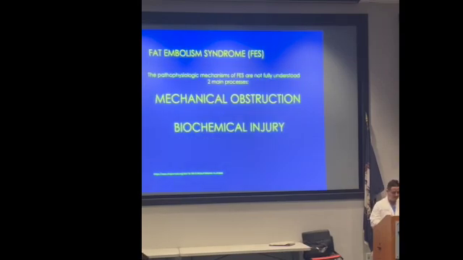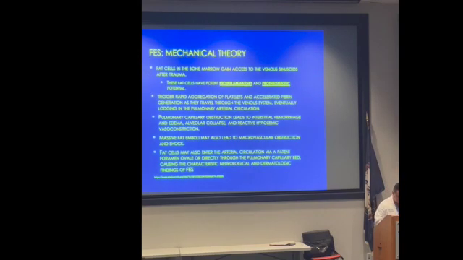The mechanisms and the pathophysiology are not fully understood. There are thought to be two main schools of thought: the mechanical obstruction and the biochemical injury. Fat cells in the bone marrow gain access to the venous sinusoids after trauma. These fat cells have a potent pro-inflammatory state and pro-thrombotic potential. Again, this is a common theme. Trauma and these injuries are a pro-inflammatory state, which makes that risk much higher.